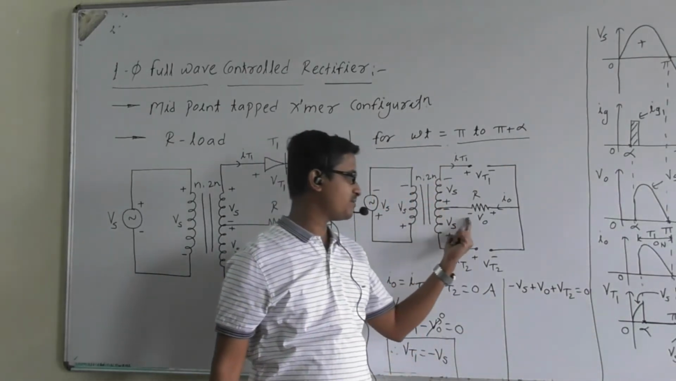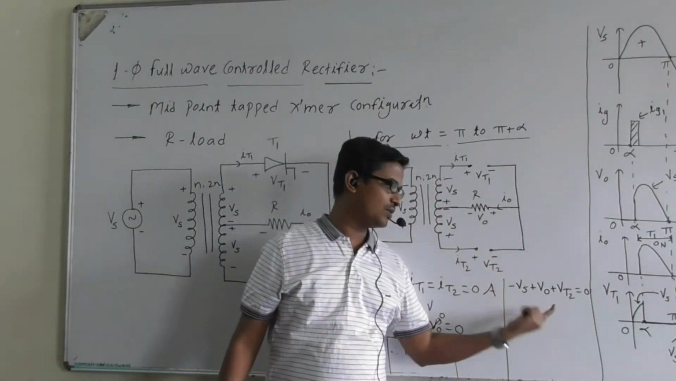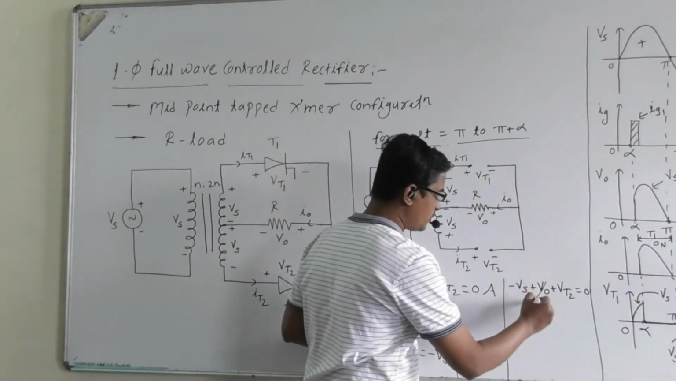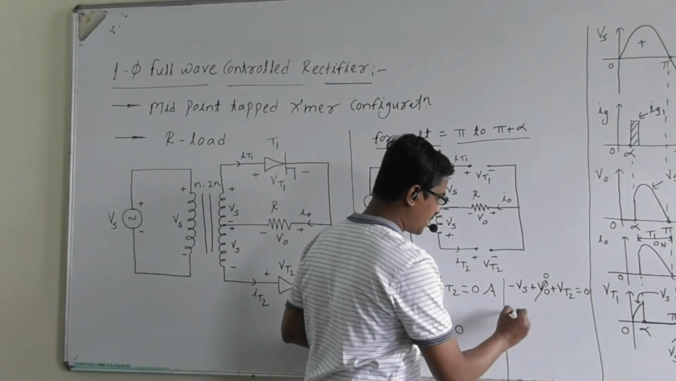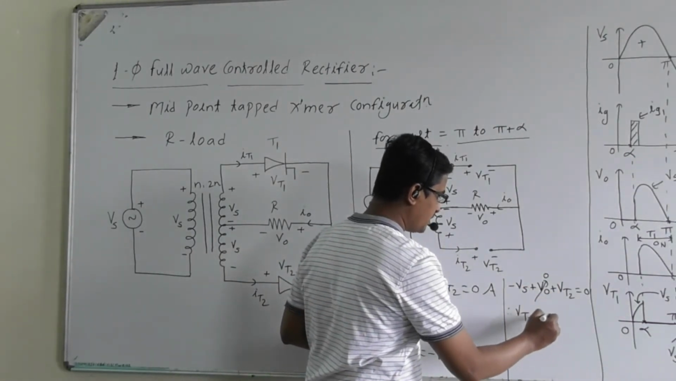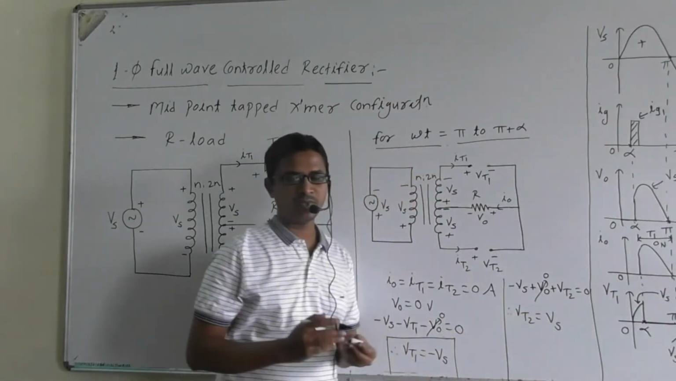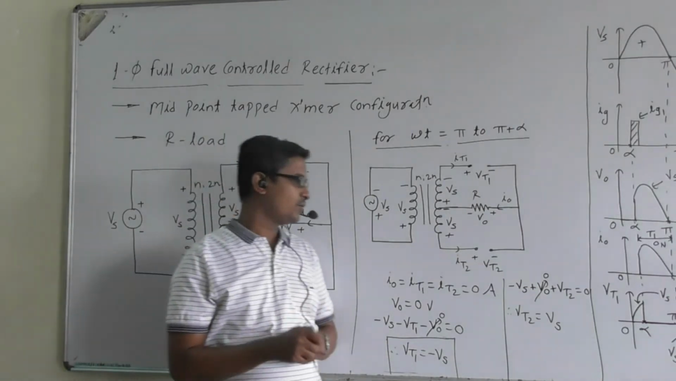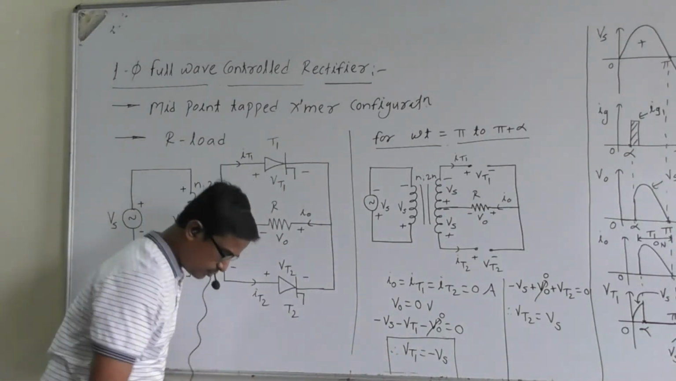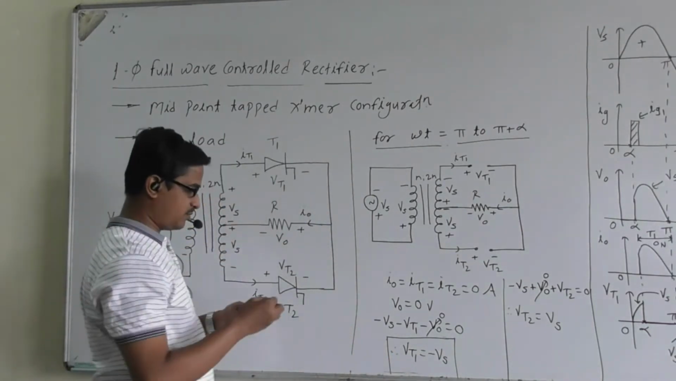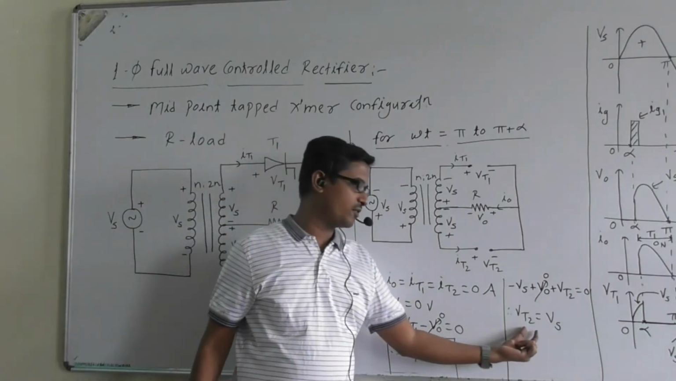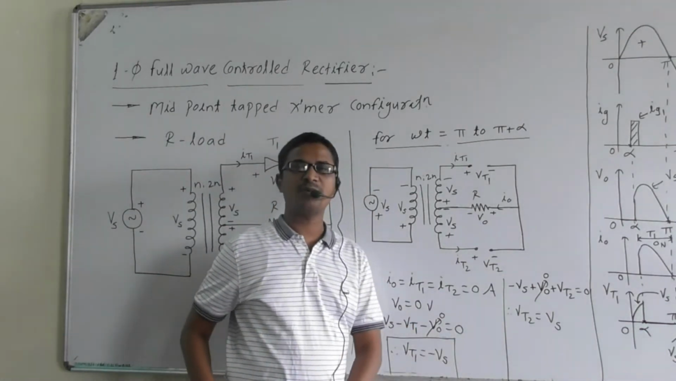Plus minus Vs plus V0 plus VT2 is equal to 0, right? What is V0? V0 is 0. So therefore can we write VT2 is equal to plus Vs, right? So here VT2 is in forward bias mode. So therefore, thyristor T2 is in forward bias mode.